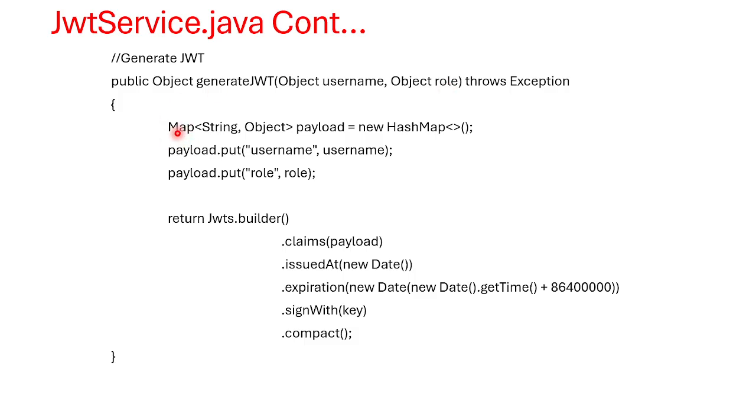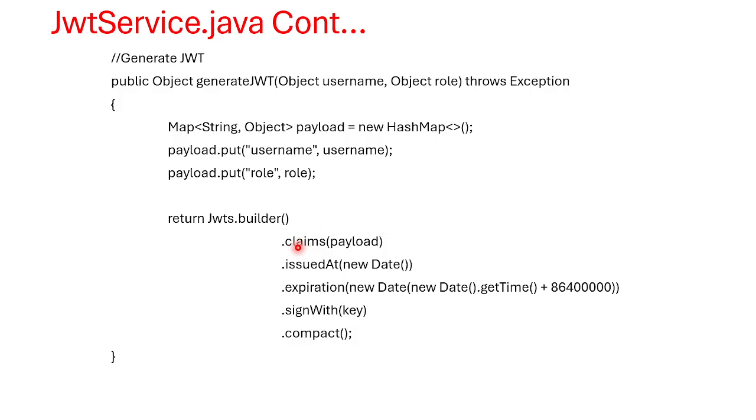So we are using the Map interface with key and value pairs, string as well as object. For this reference variable payload, I have taken a new HashMap. You are storing the information as key and value pairs, and after that you are putting your username and role into the payload, with keys such as username. So that's a key value pair. Next, it will return a token.